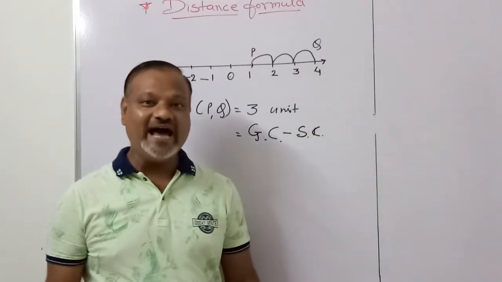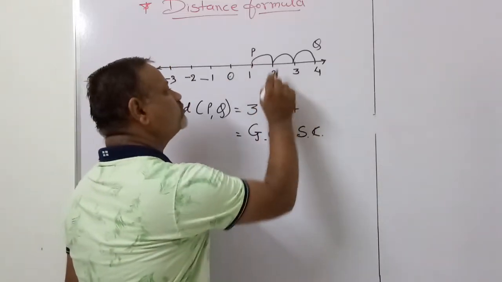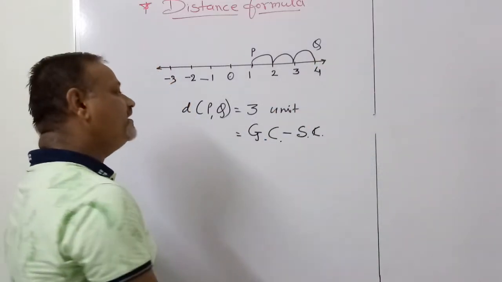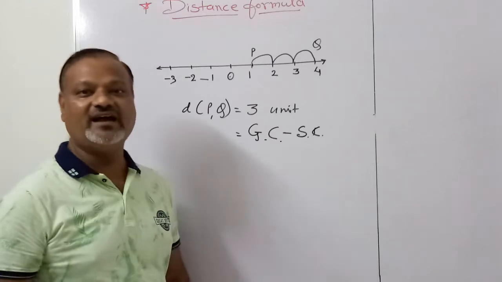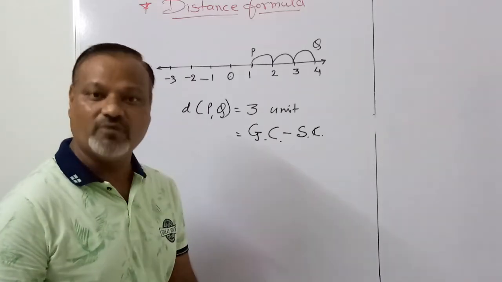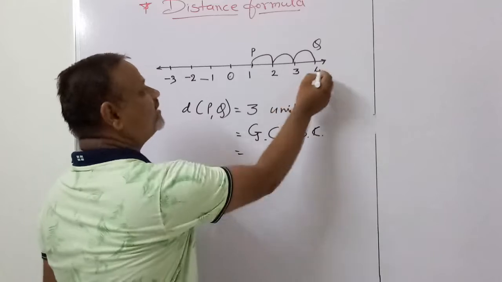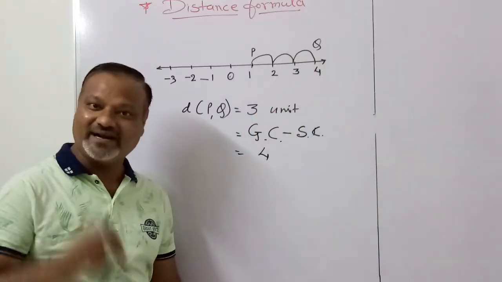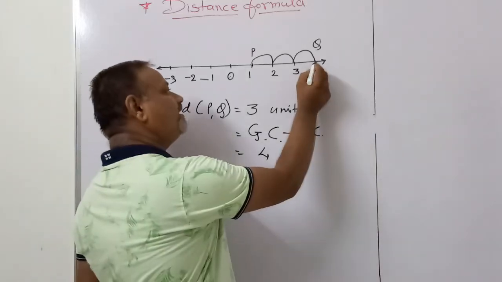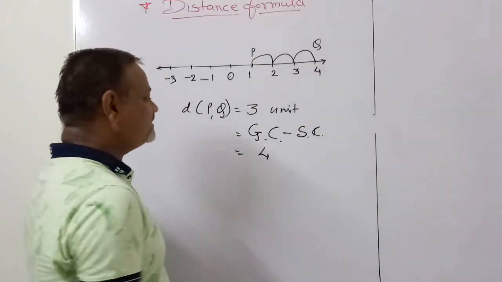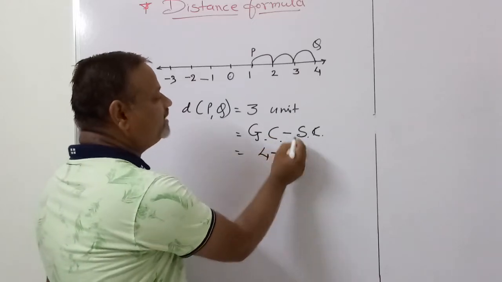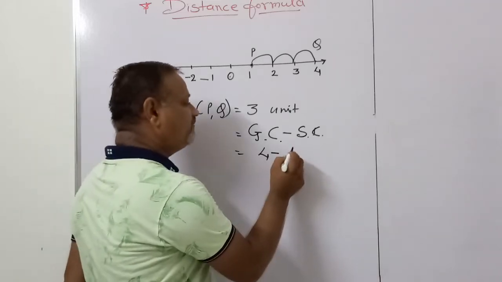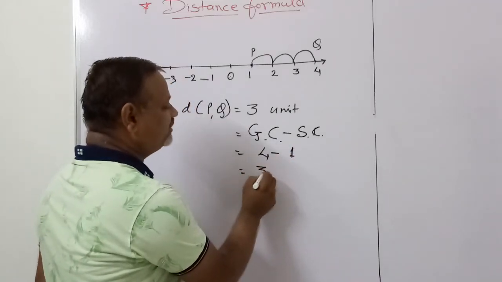Means directly we are not going like this 1, 2, 3, 4, 5. We are going directly by using the formula, that is the greater coordinate minus smaller coordinate. Here the greater coordinate is 4 because Q has the coordinate 4, because it is on the number line. Therefore it has only one coordinate, that is 4. It means the greater coordinate is 4 minus the smaller coordinate, P having the coordinate 1. Therefore 4 minus 1 equals 3.